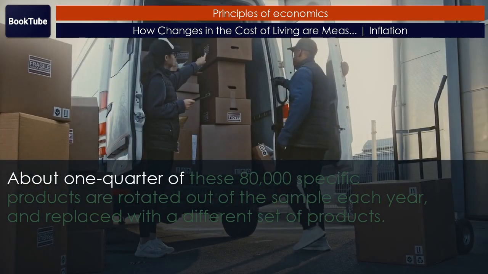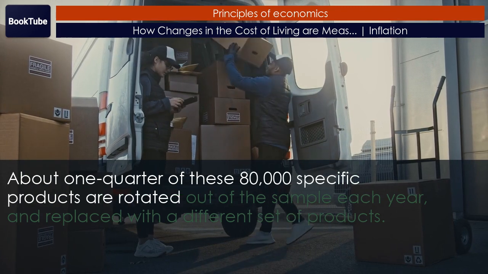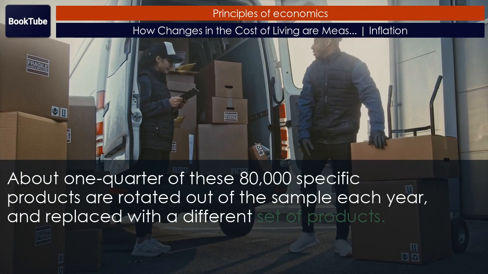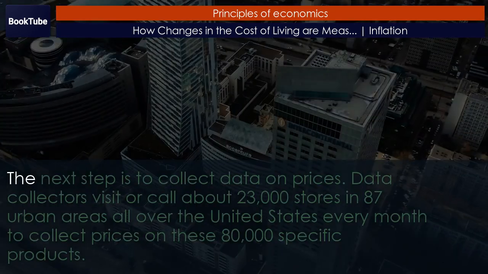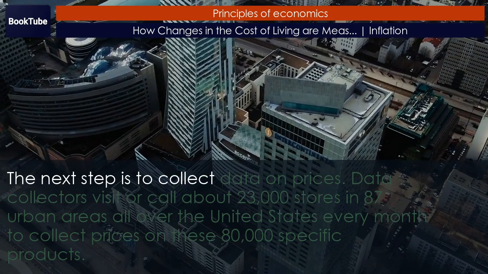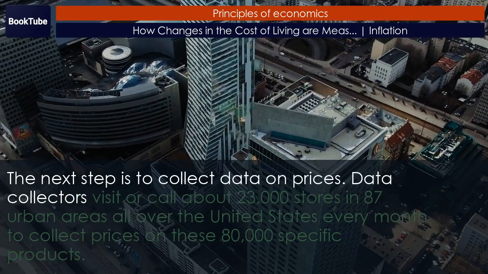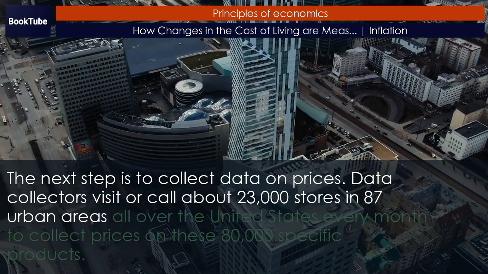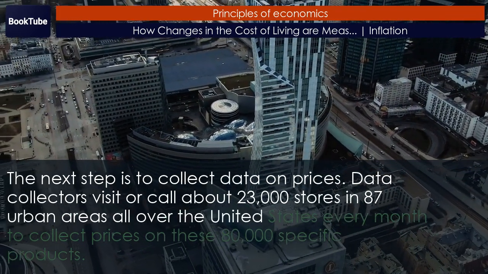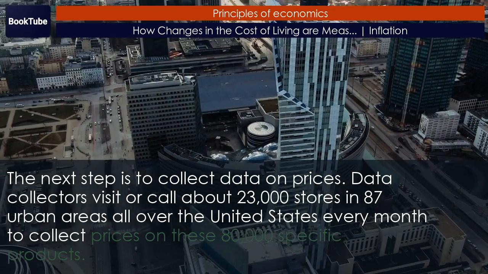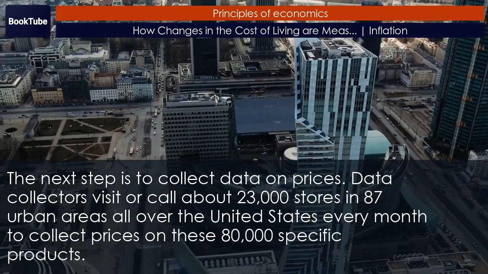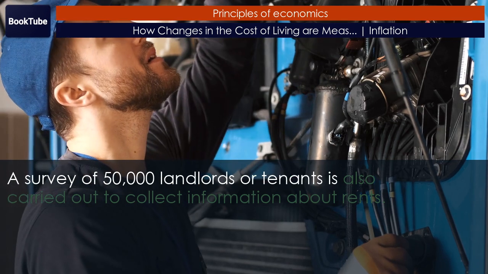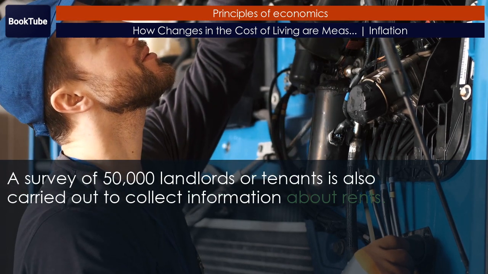About 1/4 of these 80,000 specific products are rotated out of the sample each year and replaced with a different set of products. The next step is to collect data on prices. Data collectors visit or call about 23,000 stores in 87 urban areas all over the United States every month to collect prices on these 80,000 specific products. A survey of 50,000 landlords or tenants is also carried out to collect information about rents.